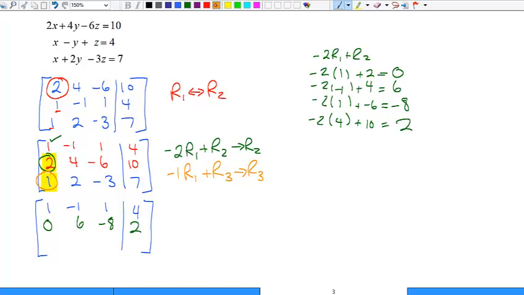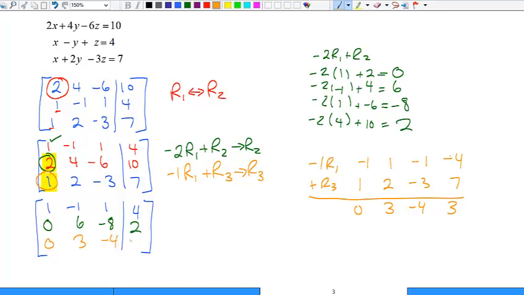In orange, I'll do it the other way. Negative 1 times row 1 plus row 3. I'm going to do this horizontally. Again, you pick the way you like and stick with it. So if I take the negative 1 times the entire row, that basically just changes everybody's sign. Add it to row 3. So I'll put row 3 below it and add down, which gets me in my third row 0, 3, negative 4, and 3.